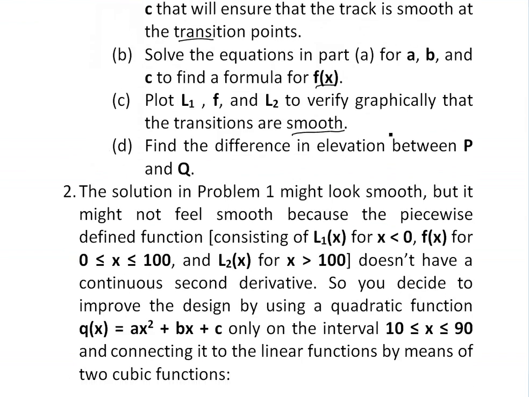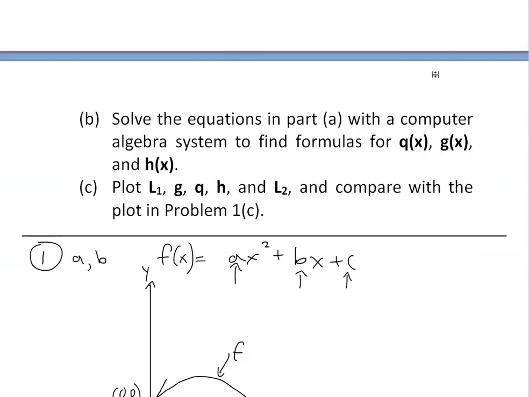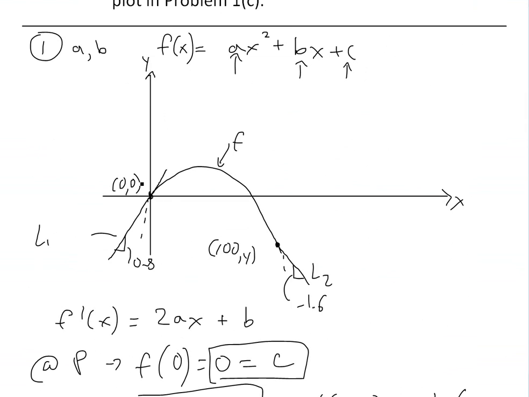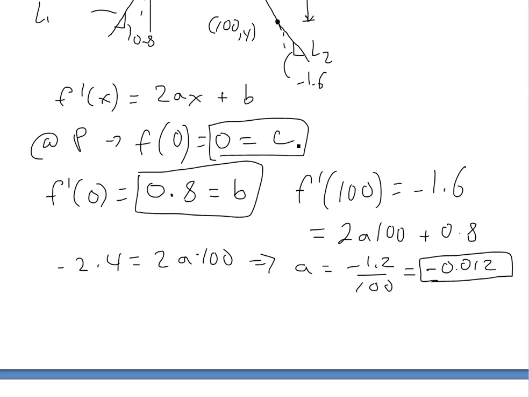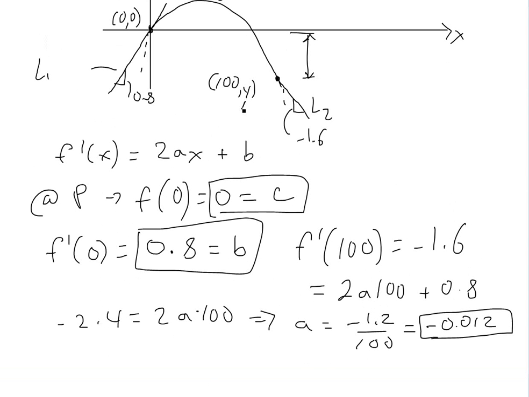And that difference is just going to be the difference of the y values. So they're asking for the elevation difference, or what is this point right here, and that is 0 minus, well, we already know this is going to be negative 40, so our difference is going to be negative 40.